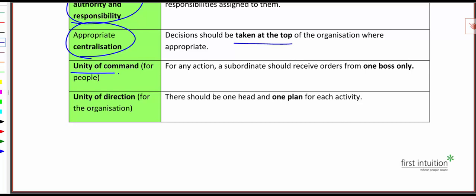Unity of command. Okay, so unity of command just means you have one person telling you what to do, so one boss only. And again, if you think to some sort of project system, that might not necessarily fit into that plan, but again, we're sticking very traditional here. Okay, unity of direction, so making sure there's only one plan for each activity, so one objective and that one head. Okay, so a body shouldn't have more than one head.